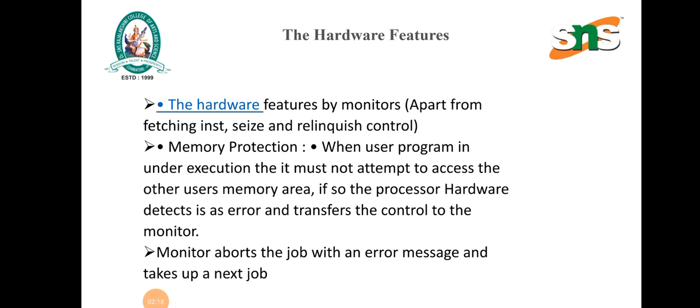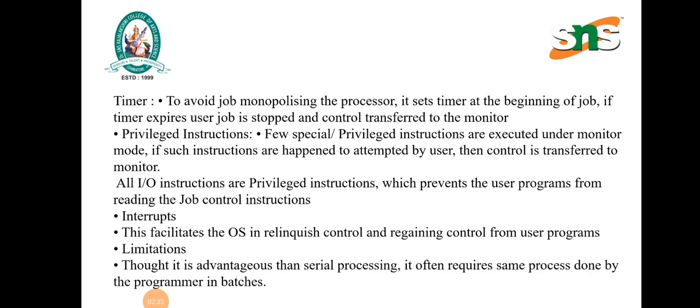Memory protection. When a user program is under execution, it must not attempt to access another program's memory, and the hardware detects errors and transfers control. The monitor observes the job with an error message and takes up the next job.